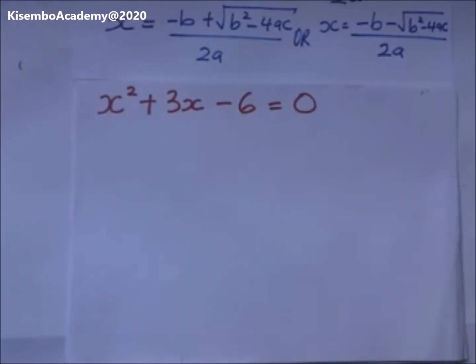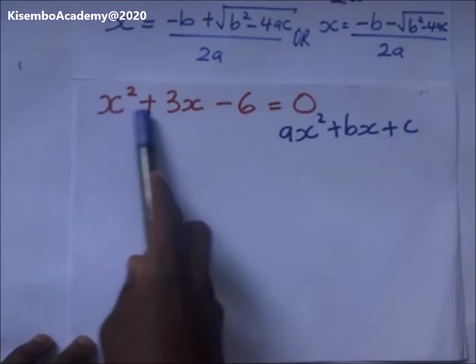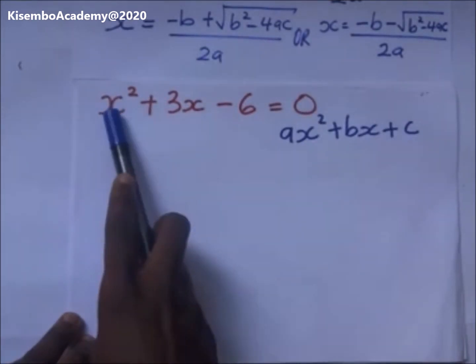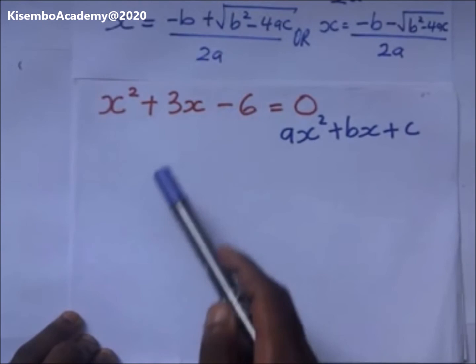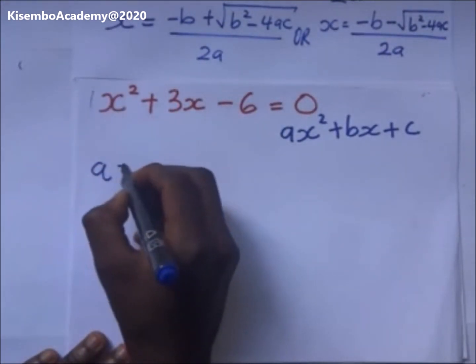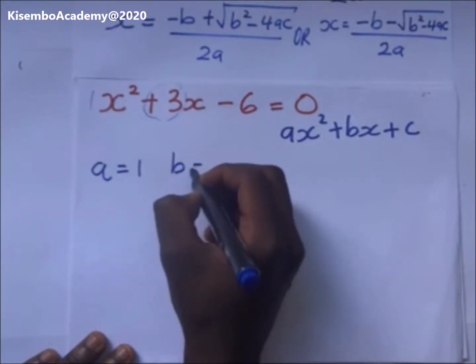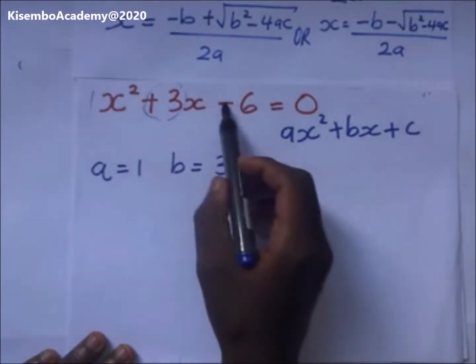In using the quadratic formula to solve quadratic equations, we are supposed to make sure that we rearrange our equation in such a way that it is in this form. In instances where it is already arranged in that form, we just go ahead and substitute. If you look at this equation, it is already in the form ax squared plus bx plus c. Our value of a here is 1. Our value of b is positive 3. And our value of c is negative 6.